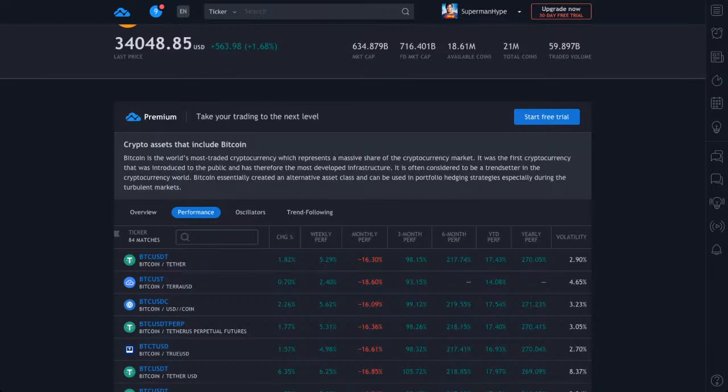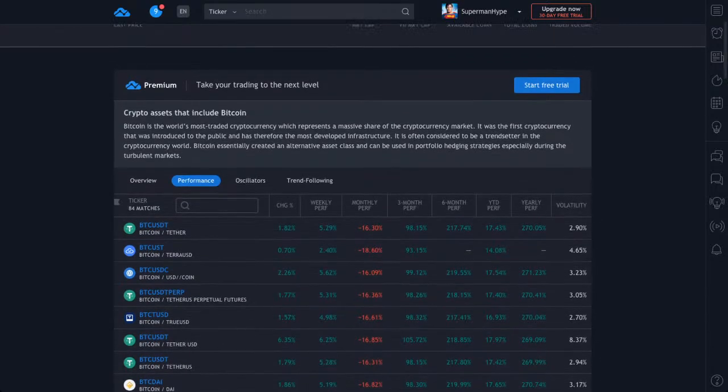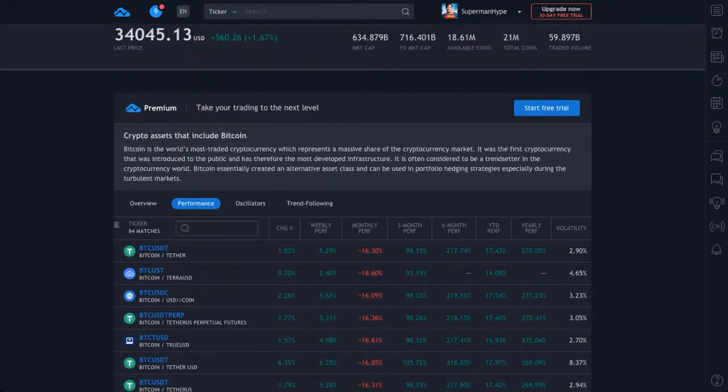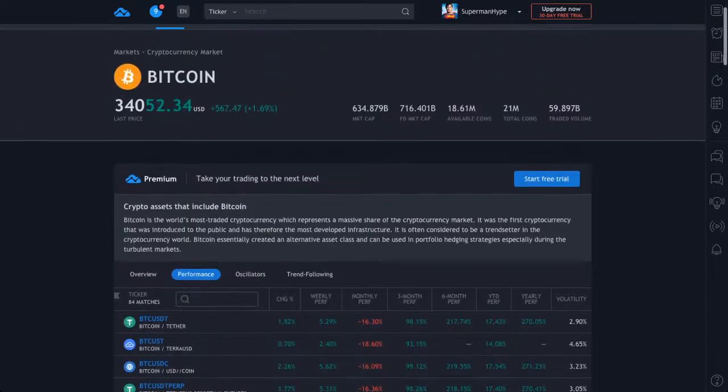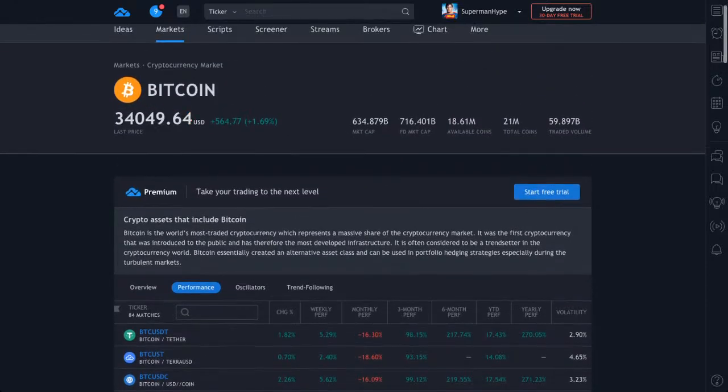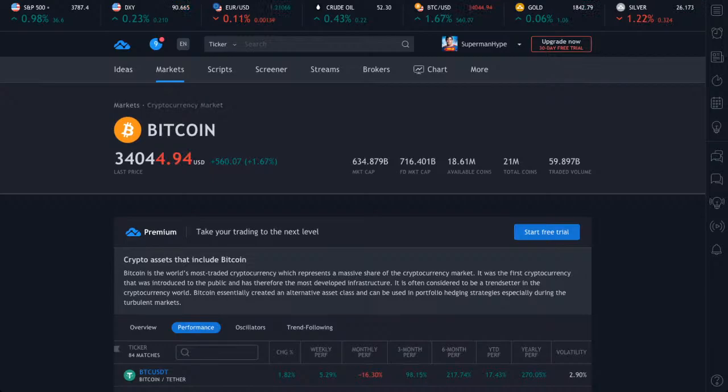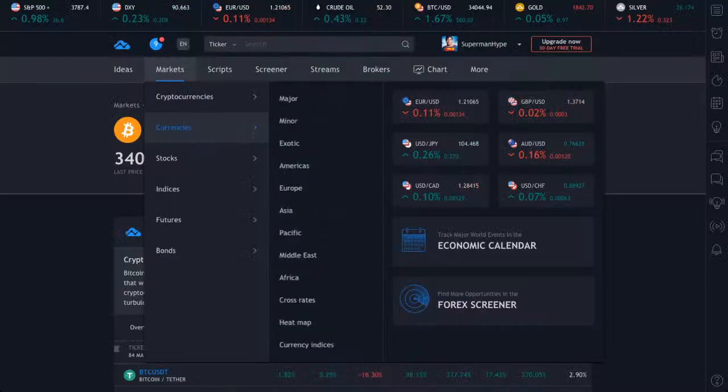So that's pretty much it. Bitcoin at the moment is in a bull run after being in a bear market for probably 2 years. So it's a great time for people who have held Bitcoin. Let's quickly go back to the cryptocurrencies.